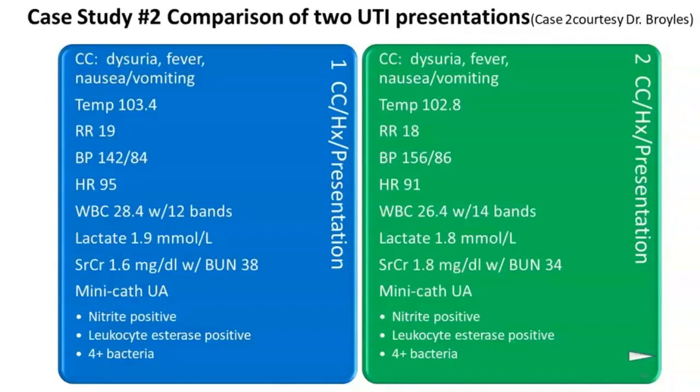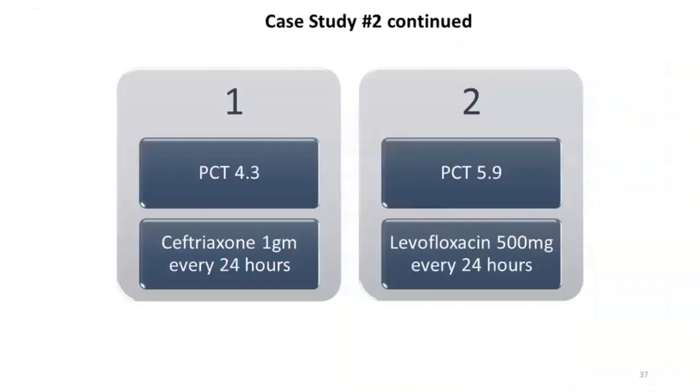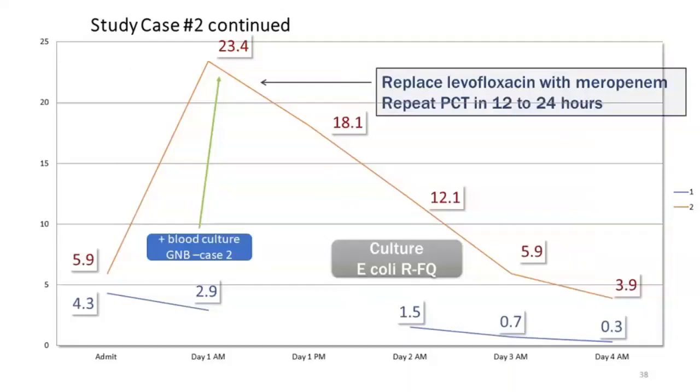So here's patient number one. Their initial procalcitonin level is 4.3, well above that 0.5. And we said the higher the level, perhaps the higher the bacterial burden and severity. Patient number two is 5.9. Patient number one got ceftriaxone a gram every 24 hours, and patient number two got levofloxacin at 500 milligrams every 24 hours. And if you look at the antibiograms I showed you before, you may think about whether or not those were appropriate choices based on your local antibiogram. Well, let's take a look at what happened.